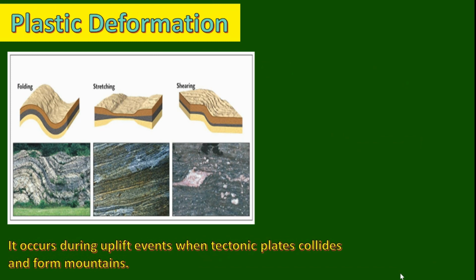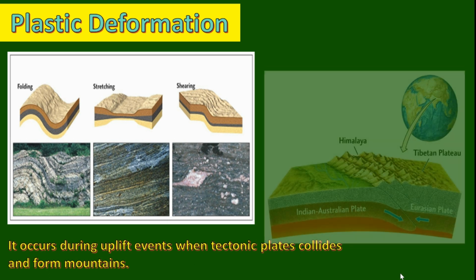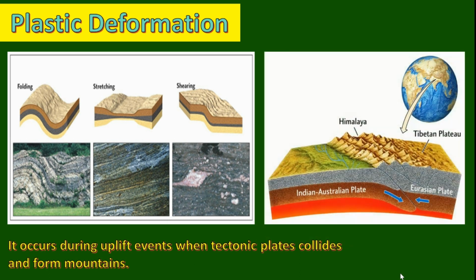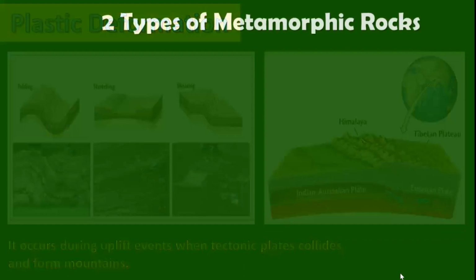When rocks experience an increase in temperature and pressure, they behave like a bendable plastic. Without melting, the rocks bend or fold. This permanent change in shape by bending and folding is called plastic deformation. It's one way the texture of a rock changes during metamorphism. Plastic deformation occurs during uplift events when tectonic plates collide and form mountains such as the Himalayas in Asia. Changes in composition and structure are clues that a rock has been metamorphosed.